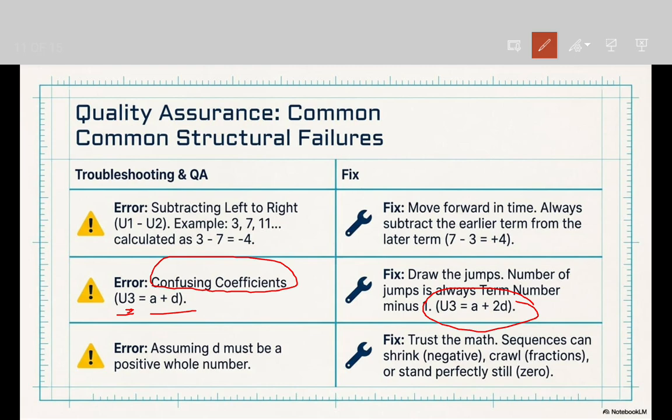Another one is assuming that D must be a positive whole number. No. A sequence can shrink, be negative, can grow by a fraction, or can stand perfectly still, 0. You can have 10, 10, 10, 10 as a sequence. Good. So D can be negative, can be positive, can even be a fraction.